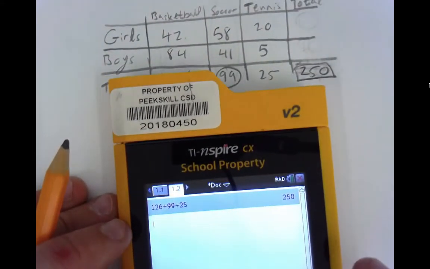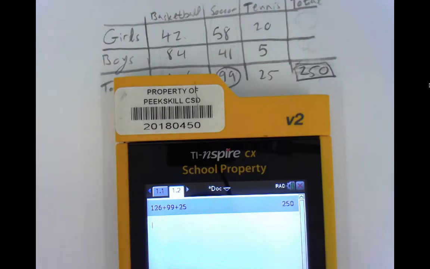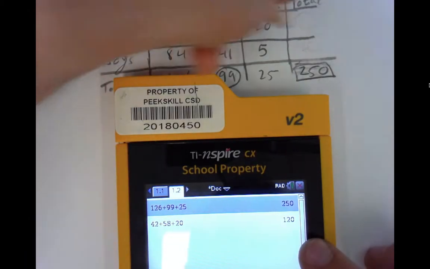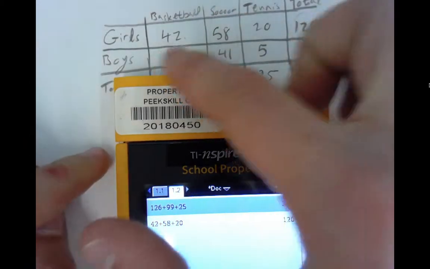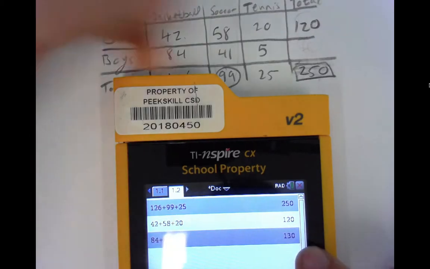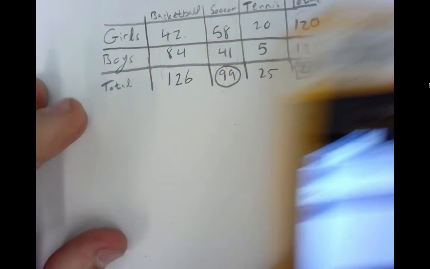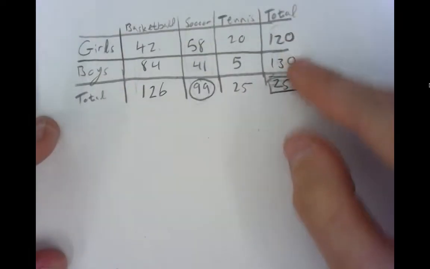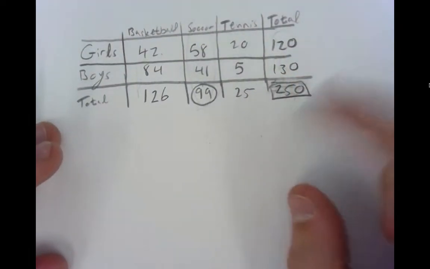So I'm going to say 42 plus 58 plus 20. That makes 120 girls that took the survey. And let's do the boys. 84 plus 41 plus 5 gets me 130 boys. Good, right? Both totals end up getting me to 250. They both should.